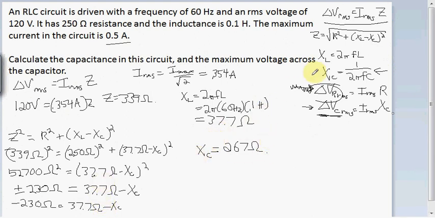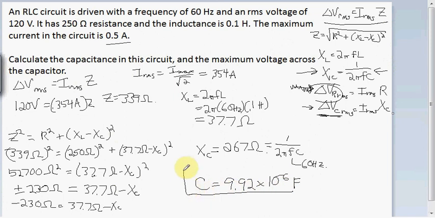Anyway, the capacitive reactance has to equal 1 over 2 pi f C, and of course, f is 60 hertz. When I plug all that in, I get that the capacitance is 9.92 times 10 to the minus 6th farads. So that's the first thing we said we were going to calculate: the capacitance in the circuit.